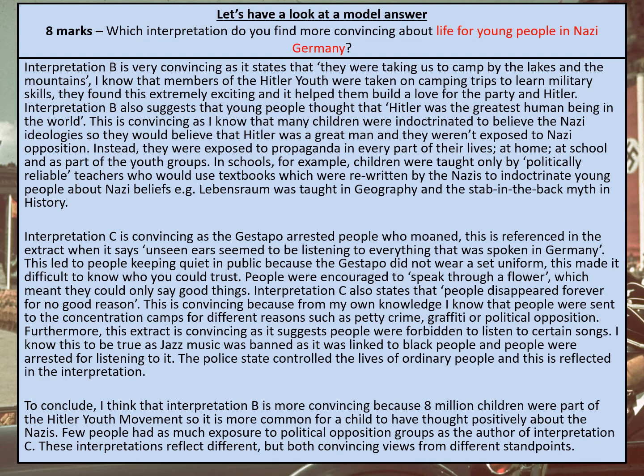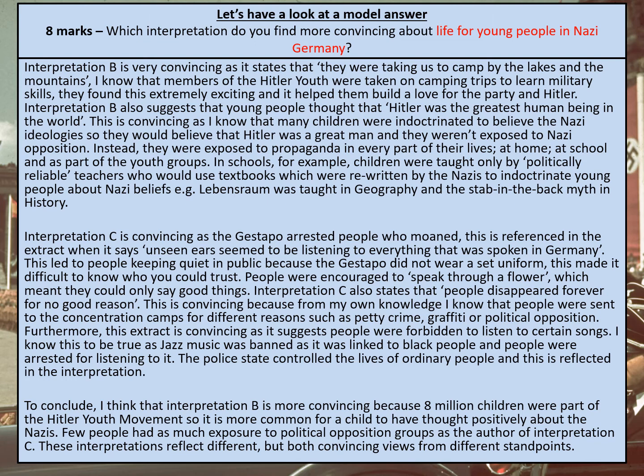Interpretation B also suggests that young people thought that Hitler was the greatest human being in the world. This is convincing as I know that many German children were indoctrinated to believe Nazi ideologies, so they would believe that Hitler was a great man and they weren't exposed to Nazi opposition. Instead, they were exposed to propaganda in every part of their lives, at home, at school, and as part of their youth groups. In schools, for example, children were taught only by politically reliable teachers, who would use textbooks which were rewritten by the Nazis to indoctrinate young people about Nazi beliefs. For example, Lebensraum was taught in geography, and the stab in the back myth was taught in history.